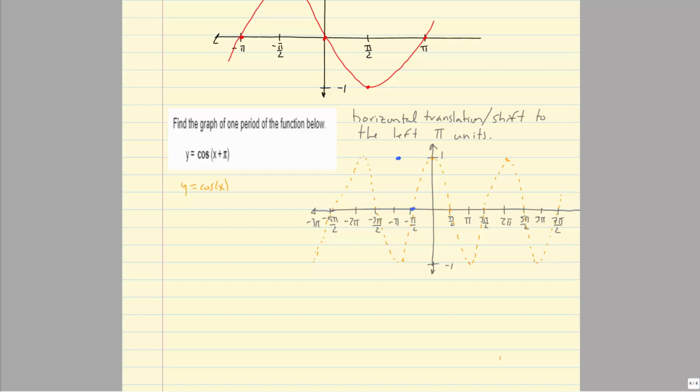This point right here at pi will move to the left. This point at 3 pi over 2 will move to the left pi units. This point at 2 pi will move to the left pi units. And the same pattern will continue. So again, I still have that same bird wing shape, but it's just moved over.